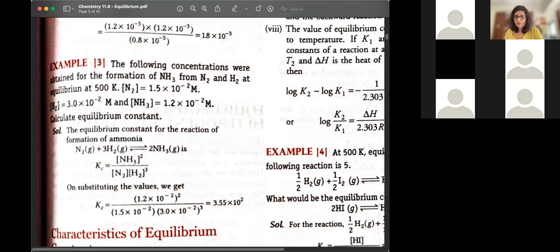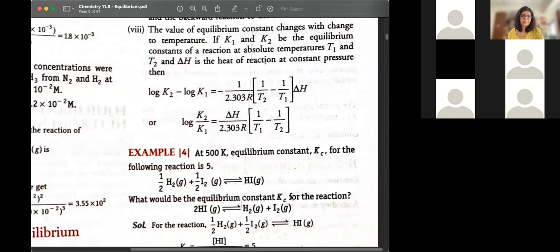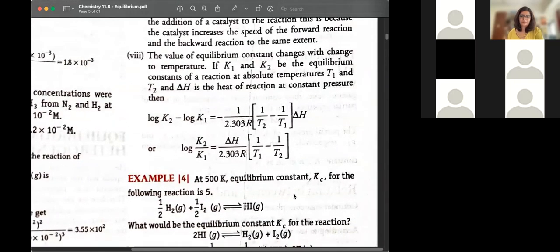Cool. Whoever got the answer, theek hai. Whoever did not get 3.5 into 10 power 2, did you guys figure out where you went wrong? Yes, ma'am. All right. Another example. Probably made an error with the calculation, like with the adding and subtracting of the powers.